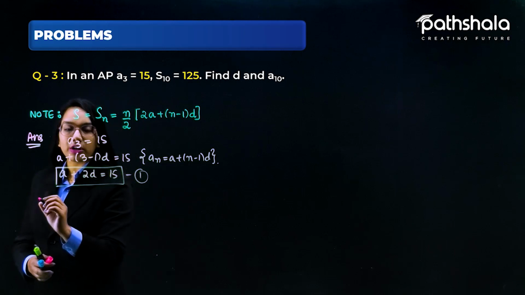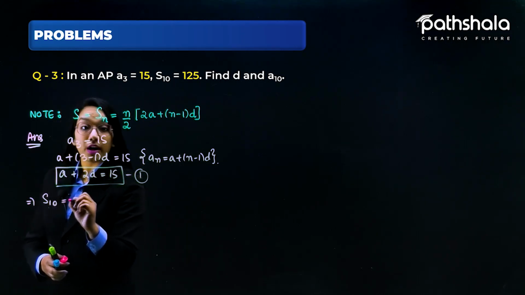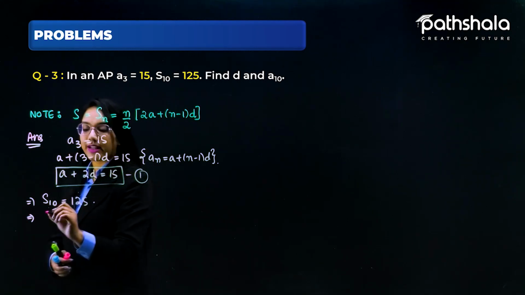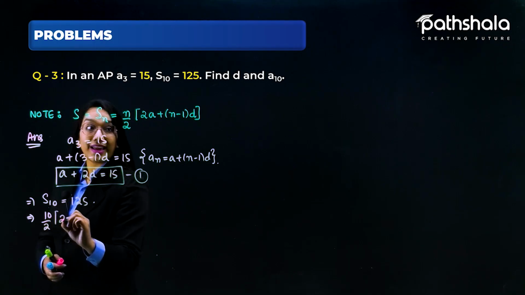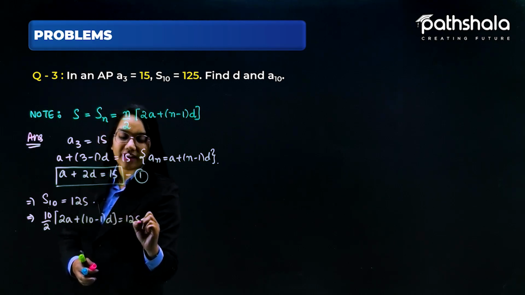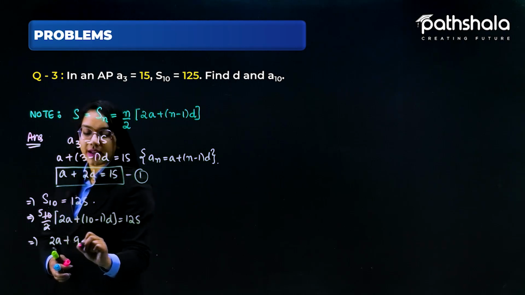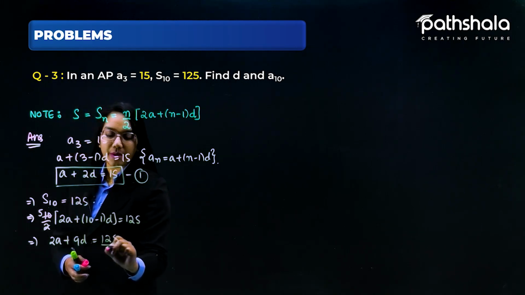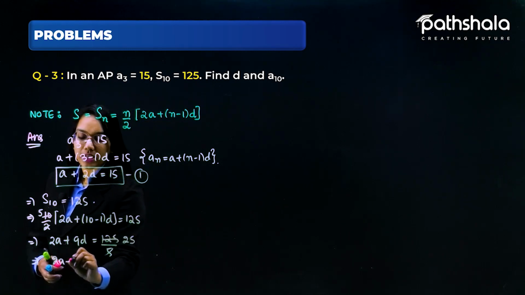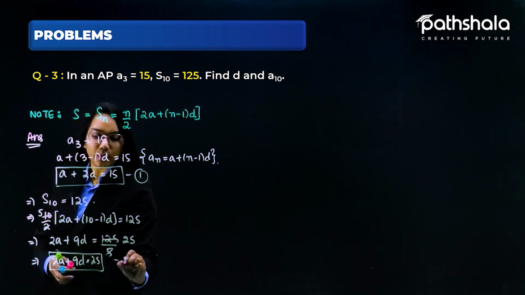Now let's proceed further for S10. We are given S10 as 125, and we know that we can represent S10 as 10 by 2, 2a plus (10 minus 1) into d, which is equal to 125. Further, we can write it as, 2 fives are 10, so 2a plus 9d equals 125 divided by 5, which is 25. Hence we get the equation 2a plus 9d equals 25. Let me call this equation number 2.